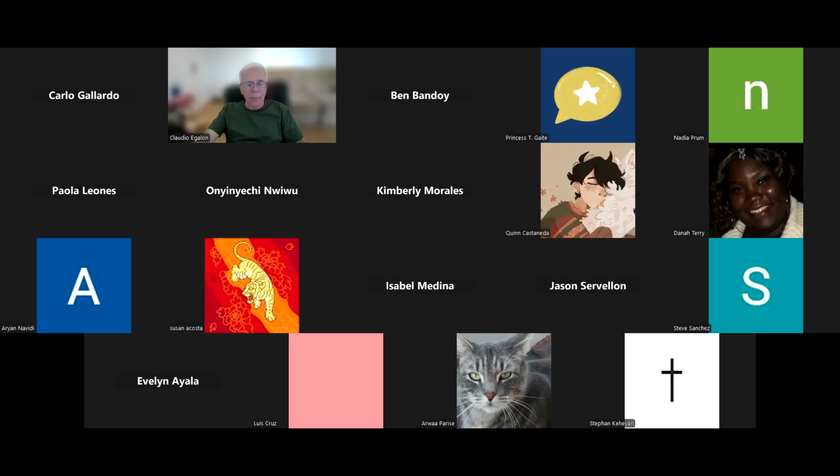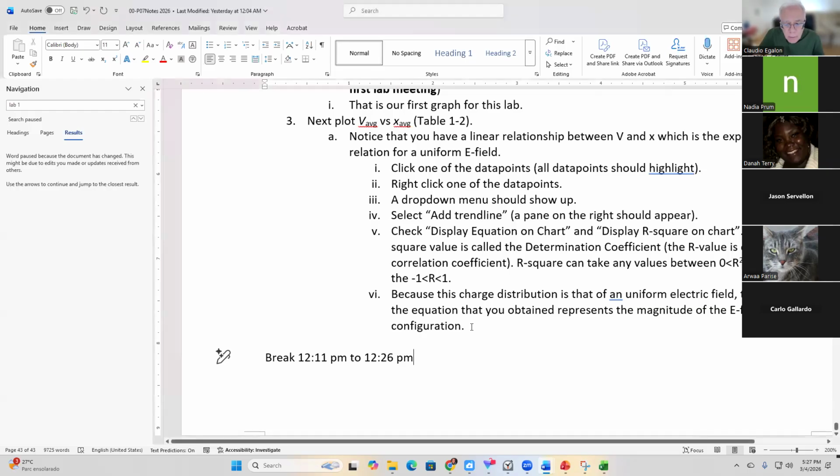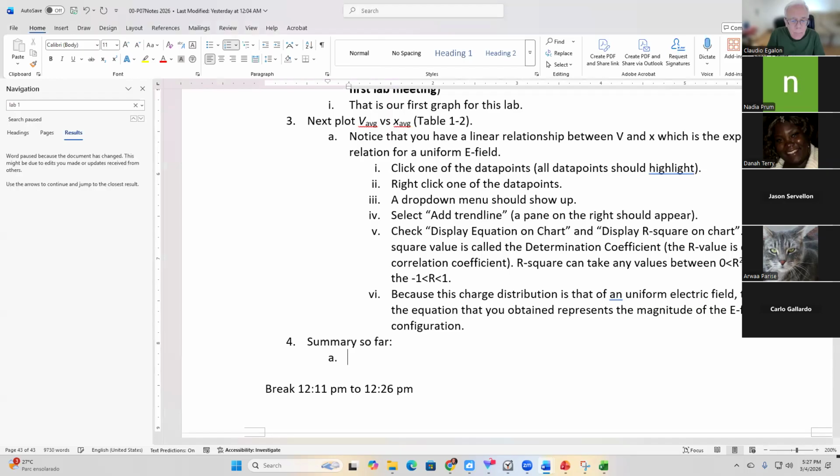I'm back here. Okay, and now we can get into the new material that you're going to need to finish this lab. So we did the following. Summary so far. We plotted two graphs.